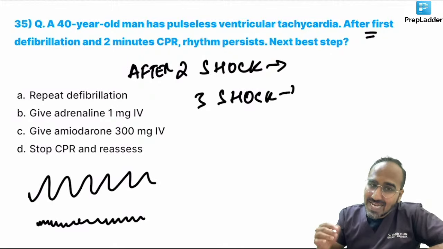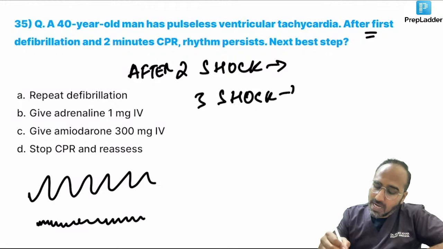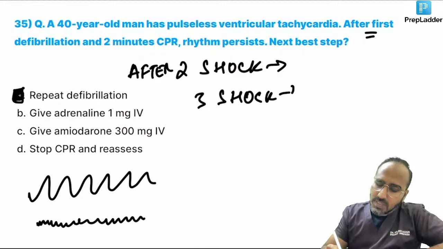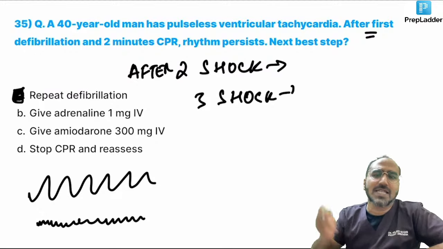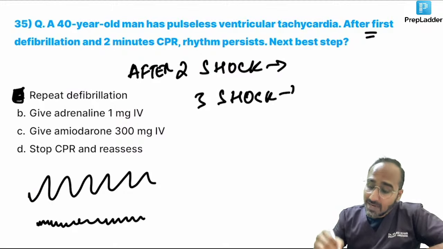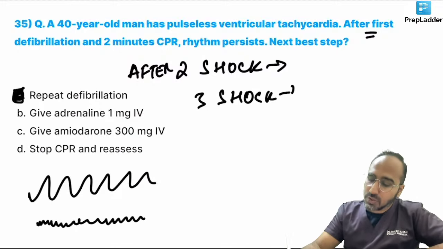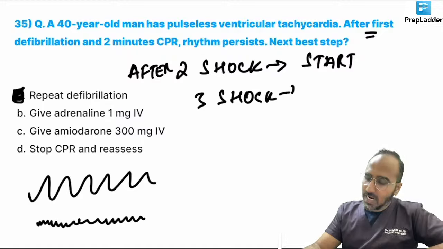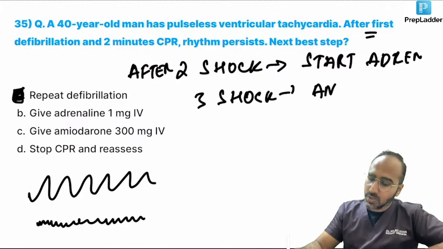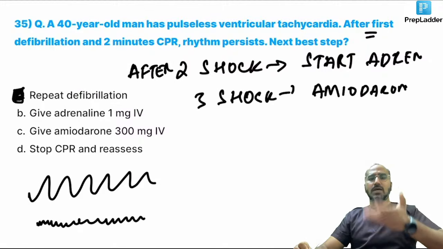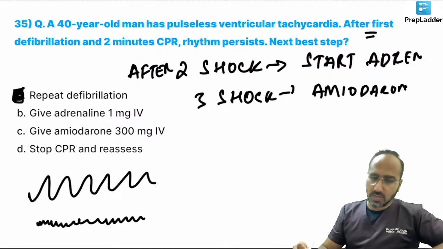If you see the same thing, what is the next step that we need to do, guys? You need to give the same defibrillation. You need to repeat the defibrillation. Remember, guys, in case of a shockable rhythm, after 2 shocks you start adrenaline, and after 3 shocks you give amiodarone. Here only 1 shock was given, so if 1 shock is given, you have to give the next shock over here.